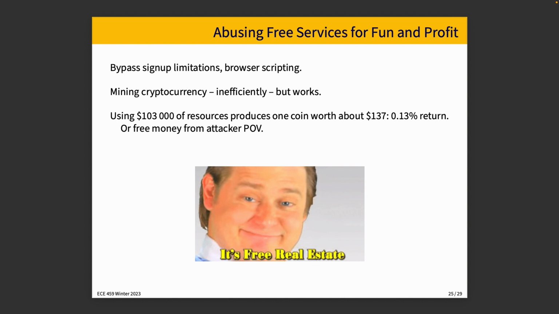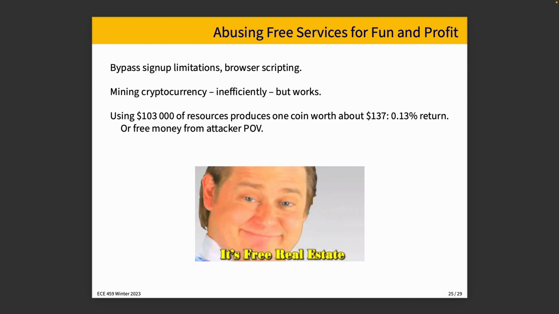So the security researchers did some estimate, and they said it takes about $103,000, all figures US dollars here, of resources to mine one coin, producing approximately $137 in value. At least at the time of writing. For all I know, this is a crypto coin that has crashed in value completely since the time of writing, and it is in fact now completely worthless. But who knows? In any case, given those figures, that represents a 0.13% return, which is kind of nothing to write home about, right?